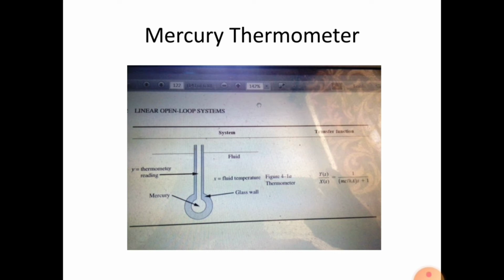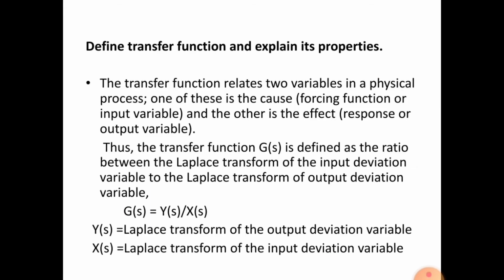Then next, when you apply the heat, the thermometer will take some time to respond to the input. This time is called the time constant of the thermometer. This time constant depends upon the resistance offered by the film and the capacitance of the thermometer. Here capacitance is the product of the mass of the mercury and the heat capacity of the mercury. So with this concept, now we can see what are the questions we can ask.